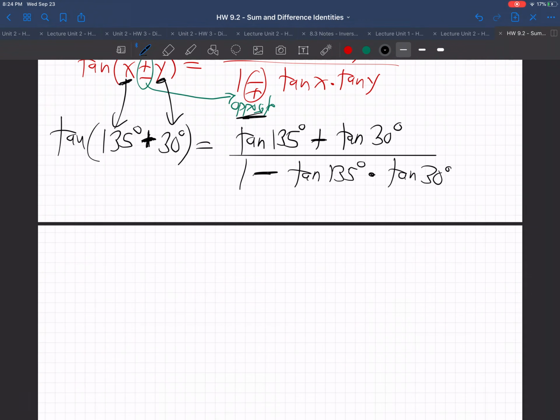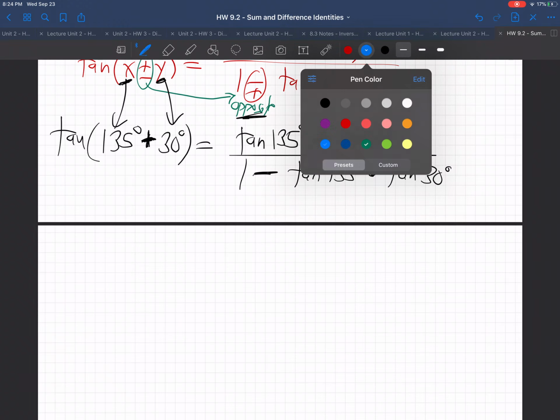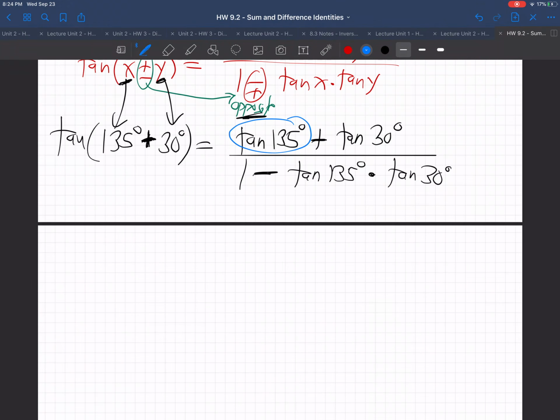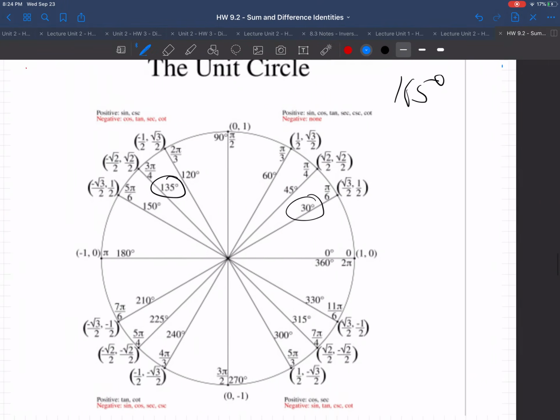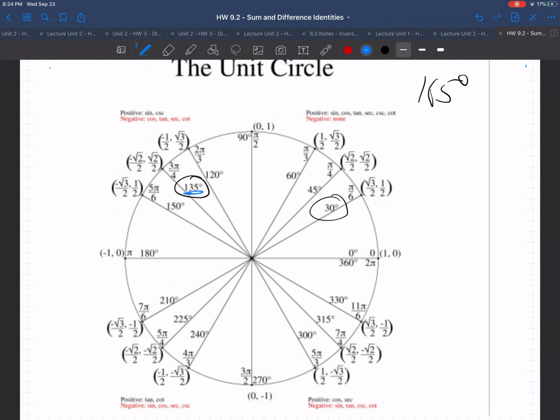Well, now we got to go to the unit circle and find these. We got to find tangent of 135 in these two spots. Let's go find tangent 135. So if we go to the unit circle, here's our 135. So this is cosine and sine, right? And so tangent of 135 degrees. Remember, tangent is always sine over cosine. So sine is root 2 over 2 over cosine, which is negative root 2 over 2.